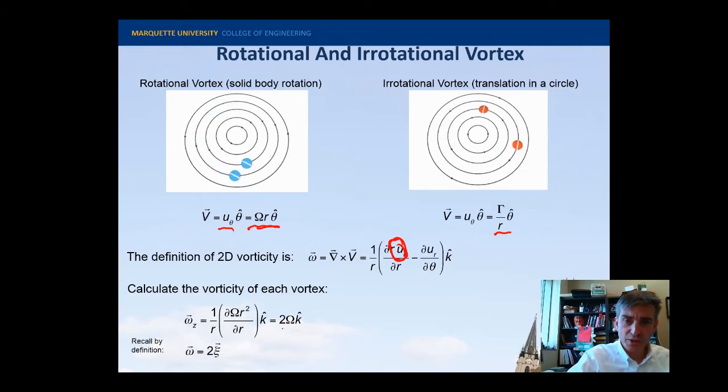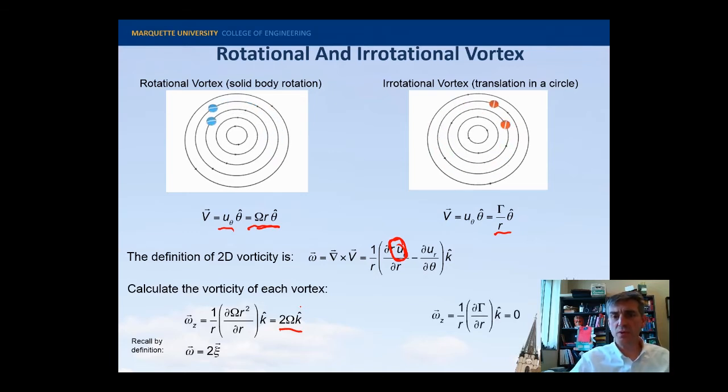It's interesting also to recall by definition that the vorticity is equal to 2 times the rotation. So you can see it right here. This is the rotation. In this case, we've defined it with capital omega. And so omega would then be the rotation in this case.